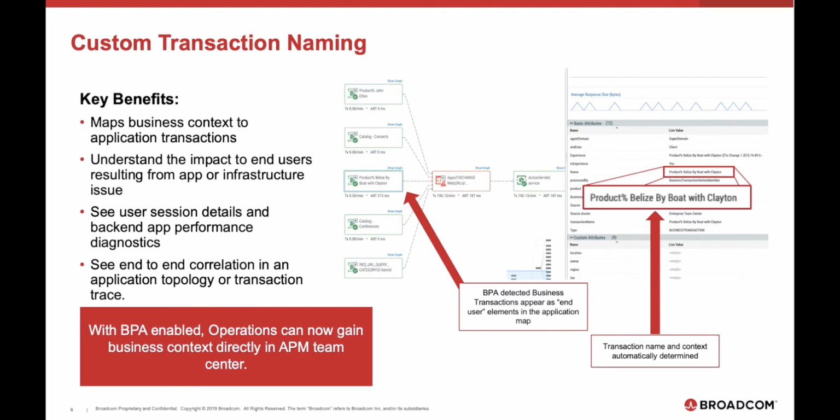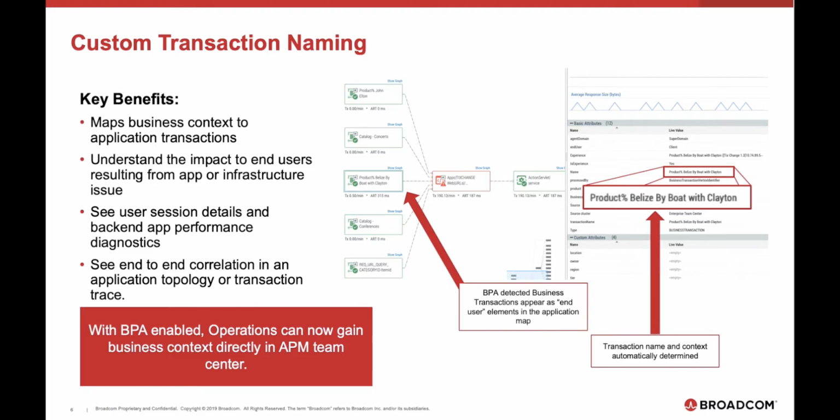As we have mentioned, custom transaction naming, which in the case of Business Payload Analyzer is done automatically by pulling information out of the payload, provides you the ability to map business context to the application transactions. You can see user session details and back-end app performance diagnostics as it maps to the business functions. And you can see end-to-end correlation in the application topology and in the transaction trace by this business transaction name.